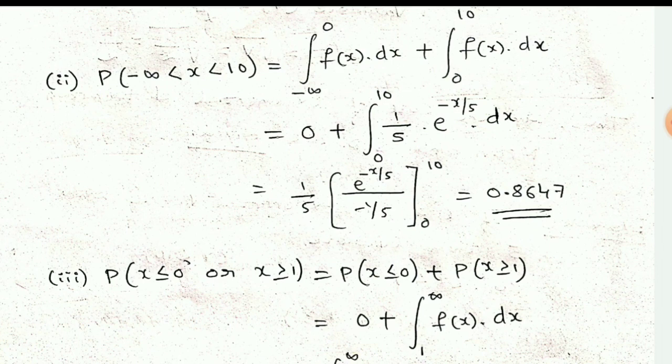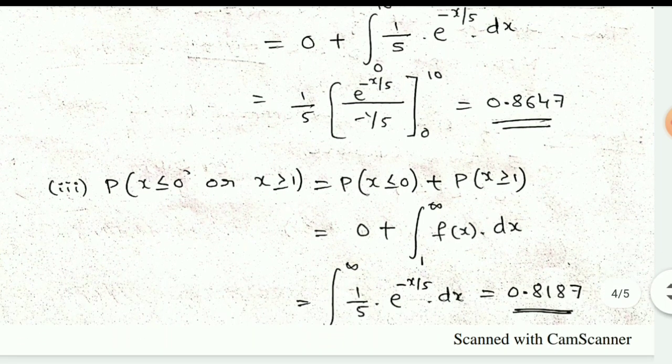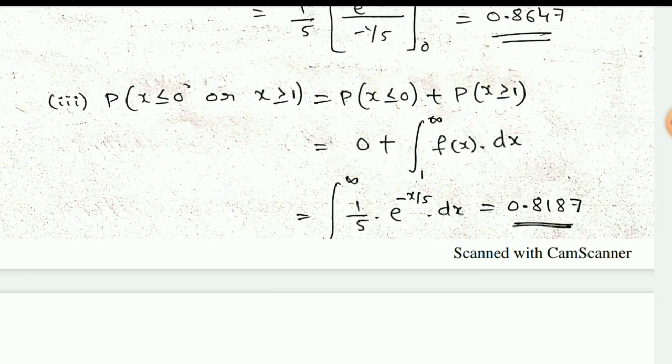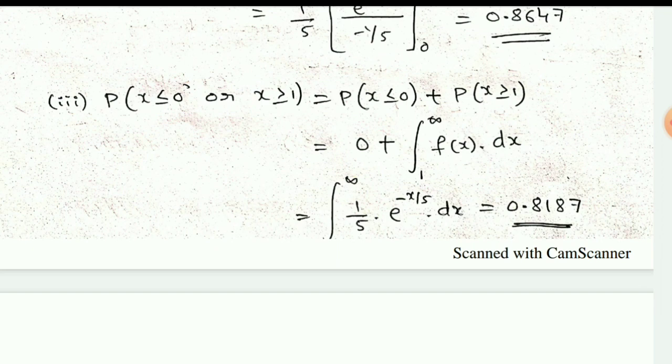Now last one, p of x less than or equal to 0 or x greater than or equal to 1. Just to recall the basics of probability, what does the formula say? P of A or B is always equal to P of A plus P of B. And if they ask P of A and B, that is P of A into P of B. So 'or' means plus and 'and' means product. Okay. So here they are asking 'or', so plus.